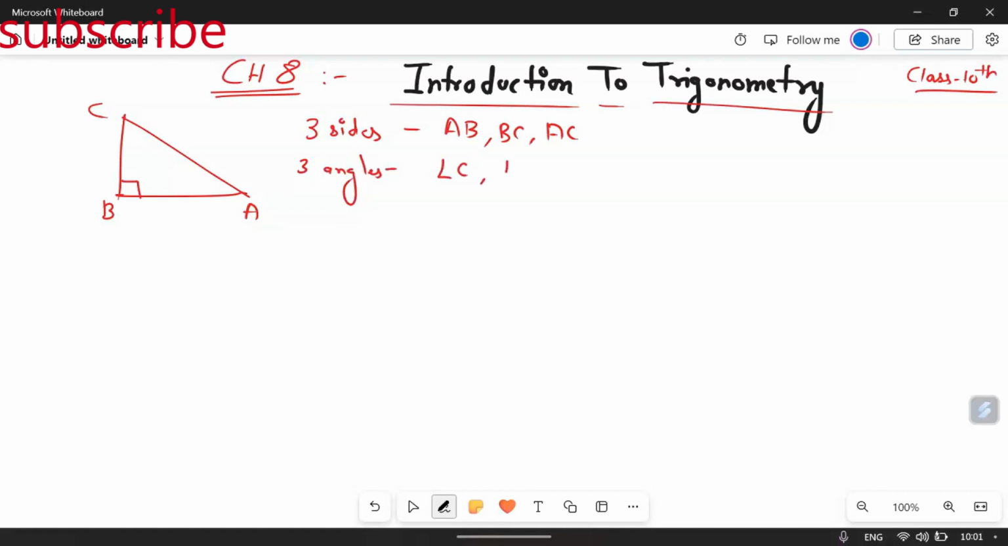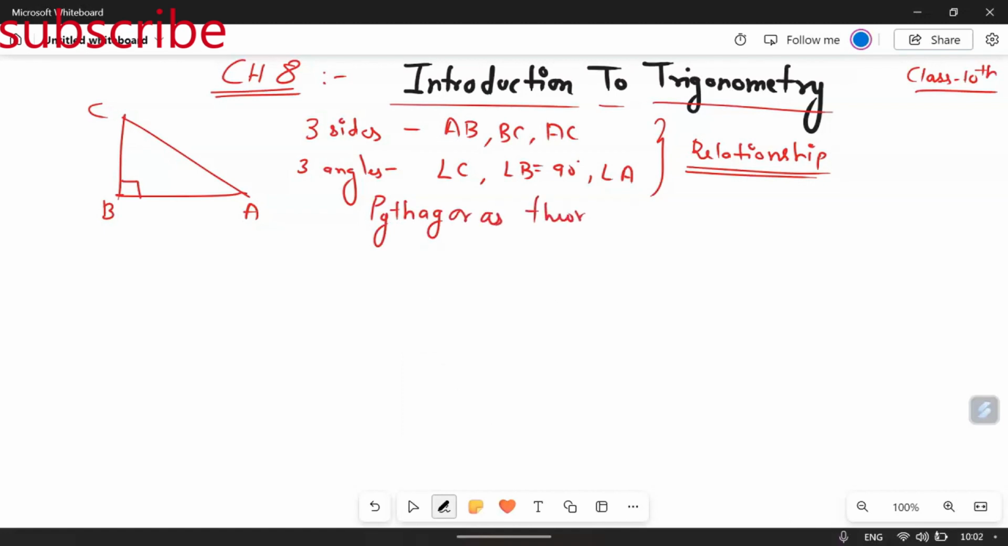Angle C, angle B which is 90 degrees, and there is angle A. So the relationship between these sides and the triangle's angles is your trigonometry relationship. It provides the relationship between the three sides and the three angles of a triangle. To understand this better, we must go to the Pythagoras theorem. So first we have to understand the Pythagoras theorem.